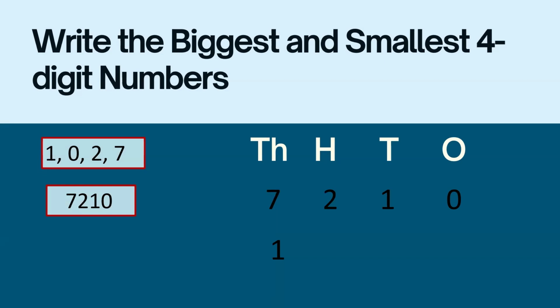The smallest non-zero digit is 1, place it in the thousands place, followed by 0 in the hundreds place. Now look at the remaining numbers 2 and 7. 2 is smaller than 7. So place 2 in the tens place and 7 in the ones place. Thus, the smallest possible number is 1027.